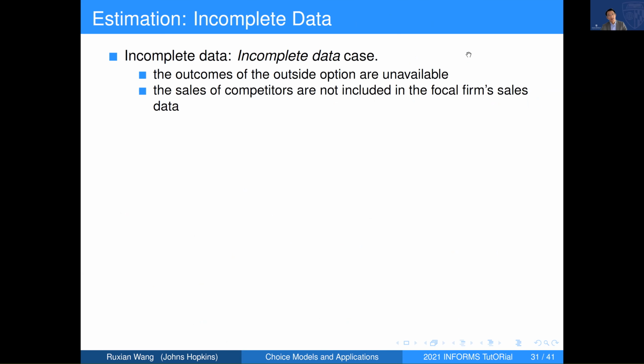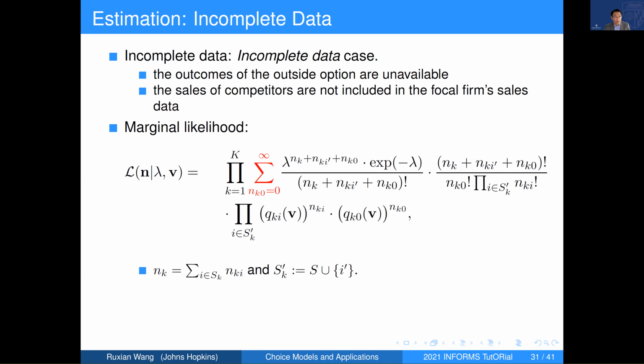Right? So if the data is incomplete, when we talk about practice, the outcomes for the outside option are not available. This is the case in the sales data. All the sales of competitors are not included in the focal firm's sales data. You don't have access to the sales data of your competitors. You only know your sales data.